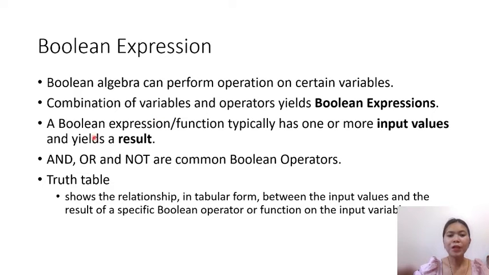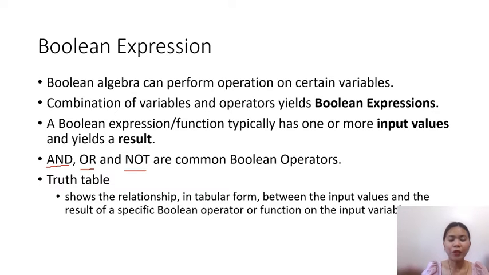A Boolean expression, or sometimes called a Boolean function, typically has one or more input values, and of course, it yields a result. So, what are the common Boolean operators? The three common Boolean operators we have are AND, I know you're really familiar with these operators, OR, and NOT. Okay.